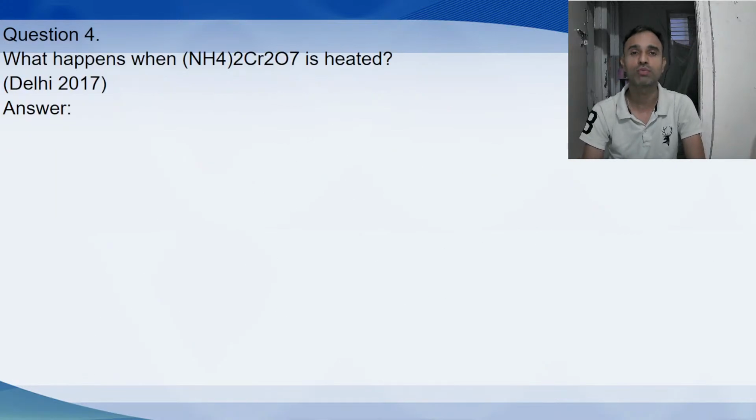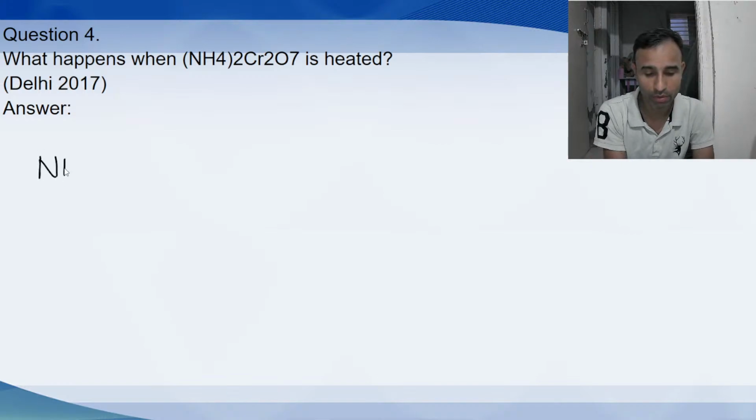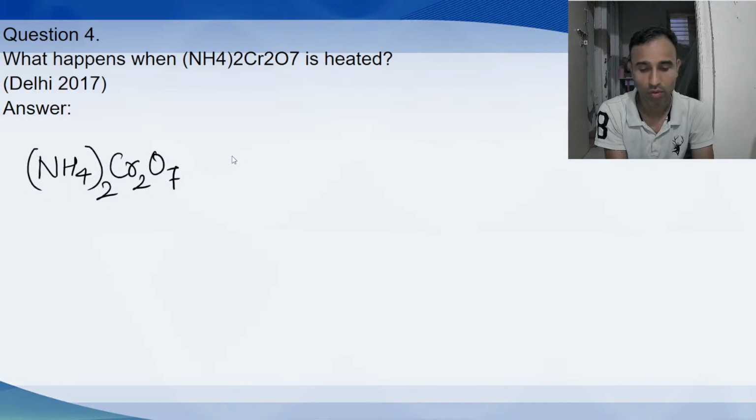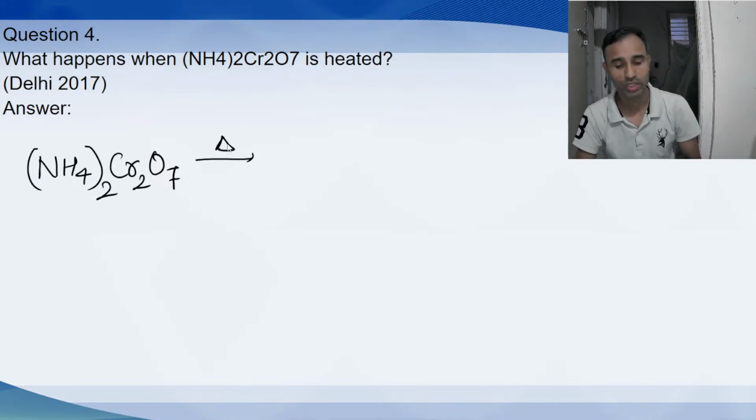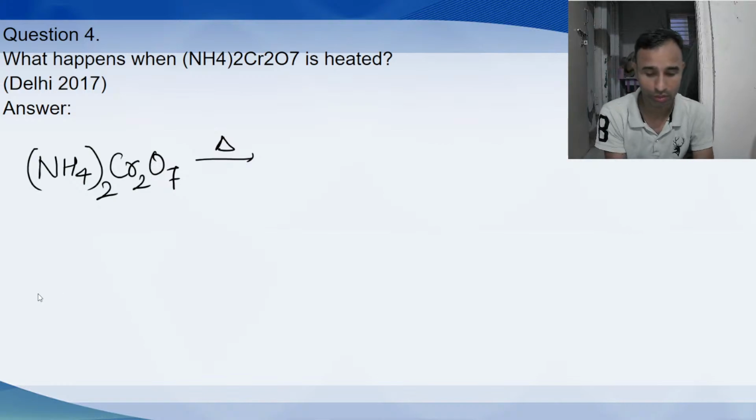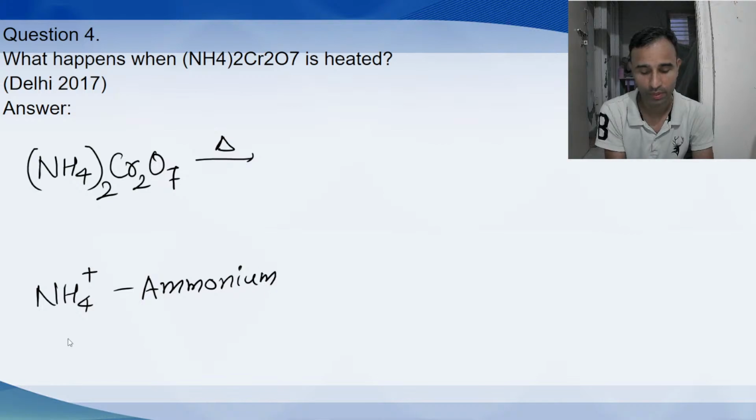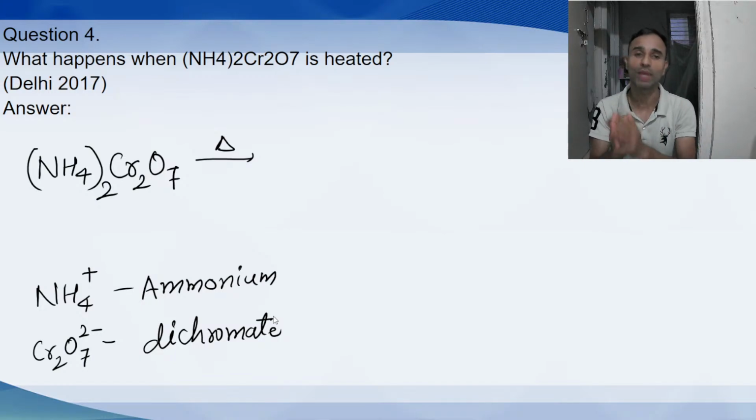Next, what happens when ammonium dichromate is heated? This is ammonium dichromate. Now, in ammonium dichromate, you can see this is NH4 plus, that is called ammonium, and Cr2O7 2 negative, that is called dichromate. That's why it is called ammonium dichromate.